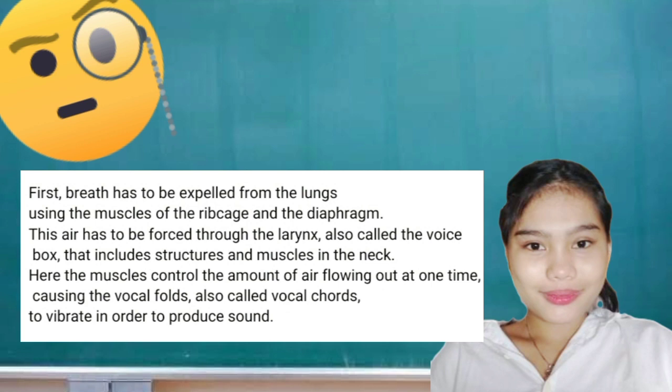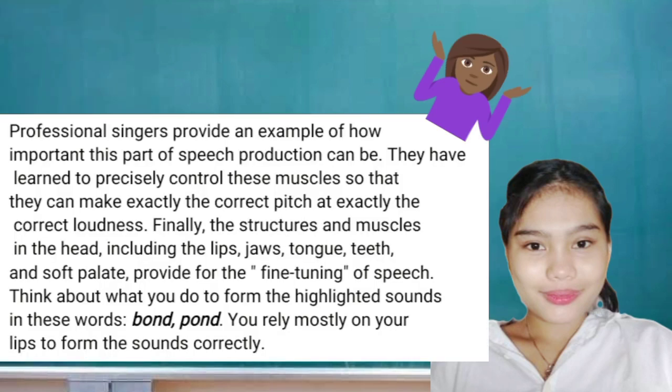Here, the muscles control the amount of air flowing out at one time, causing the vocal folds, also called vocal cords, to vibrate in order to produce sounds. Professional singers provide an example of how important this part of speech production can be. They have learned to precisely control these muscles so that they can make exactly the correct pitch at exactly the correct loudness. Finally, the structures and muscles in the head, including the lips, jaws, tongue, teeth, and soft palate, provide for the fine-tuning of speech.